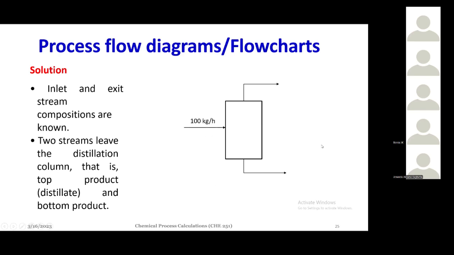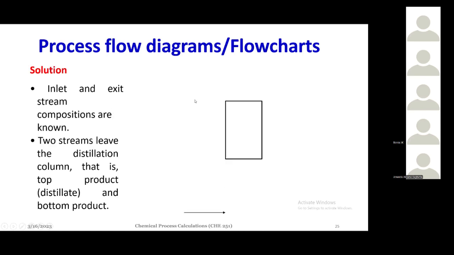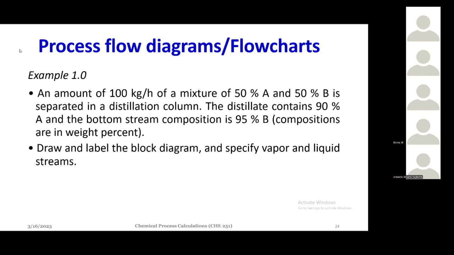Our feed consists of, they give an amount of 100 kg per hour of a mixture, right? So that is our feed, 100 kg per hour. So this is our feed. And then our feed consists of 50. So an amount of 100 kg per hour of a mixture of 50% A and 50% B is separated in a distillation column. The distillate contains 90% A and the bottom stream composition is 95% B. You are supposed to draw and label the block diagram.